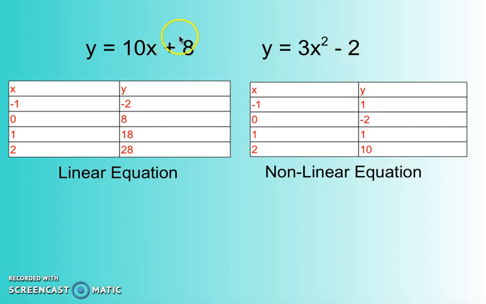Okay, so we start off with the equation and we plugged in actually the same exact numbers, just to keep that constant to see if we would get a constant change in the end. And so we plugged in -1, 10 times -1 plus 8, and we get -2. 10 times 0 plus 8 is 8.